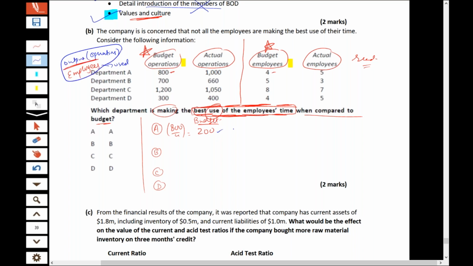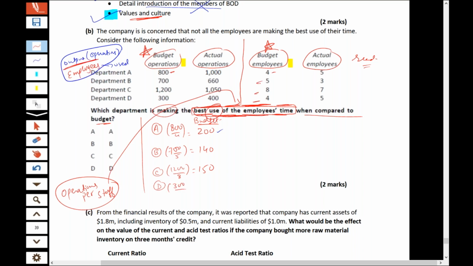That is 200. And the next one is 700 divided by 5, that's 140. We are basically calculating operations per employee. Operations per staff, that is the terminology for best use. And next, 1200 divided by 8, that is 150. And 300 divided by 4, that is 75.